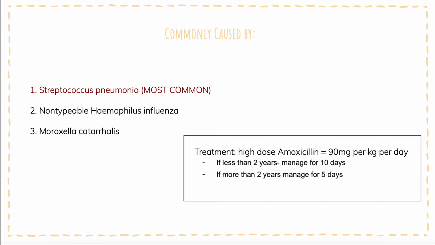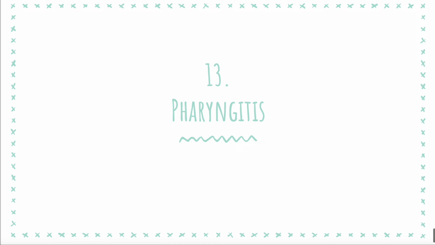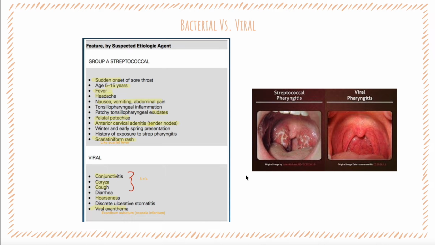Okay, our 13th entity is pharyngitis. So we have two types of pharyngitis: bacterial and viral. Bacterial is most commonly caused by group A Streptococcus, and viral is caused by viruses. As you can see in the picture over here, we can clearly see the difference between them, but I'm just going to point out several differences that are important to know.